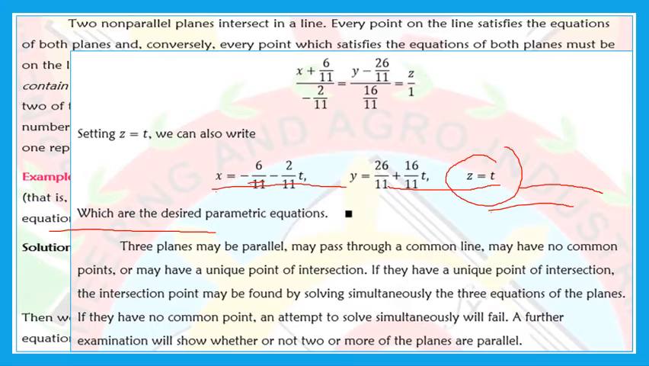Three planes may be parallel, may pass through a common line, may have no common points, or may have a unique point of intersection. So if they have a unique point of intersection, class, the intersection may be found by solving simultaneously the three equations of the planes. If they have no common point naman, an attempt to solve simultaneously will fail. A further examination will show whether or not two or more of the planes are parallel.